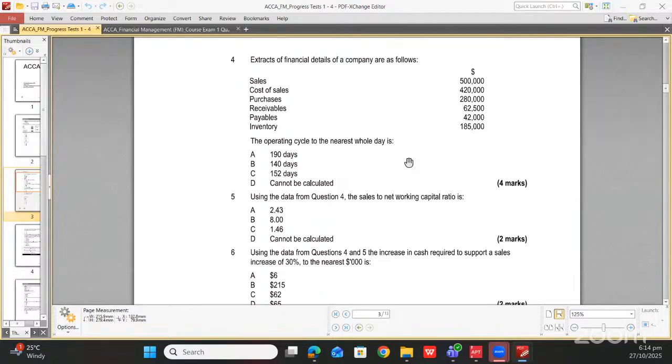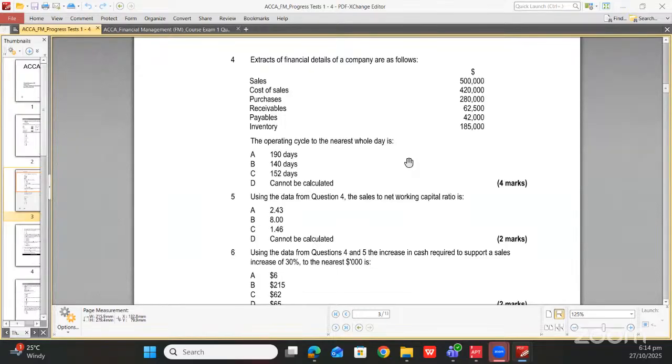All right, so we have our sales, our cost of sales, our purchases, receivables, payables, inventory. The operating cycle to the nearest whole days is. So how are we going to work that out? We have to work out our inventory days, our receivables days, and our payables days. How are we going to calculate our inventory days?